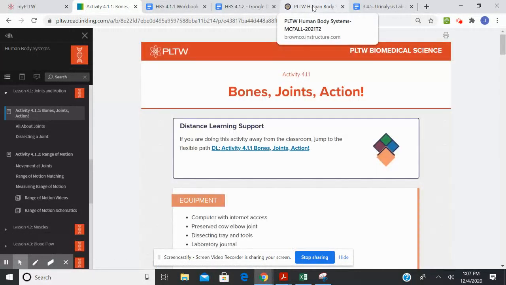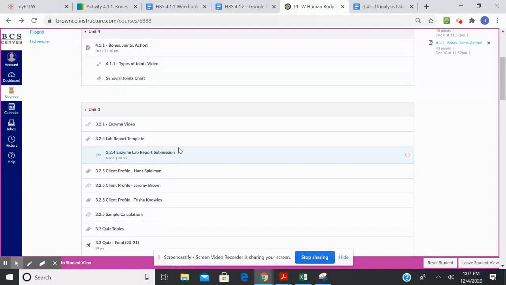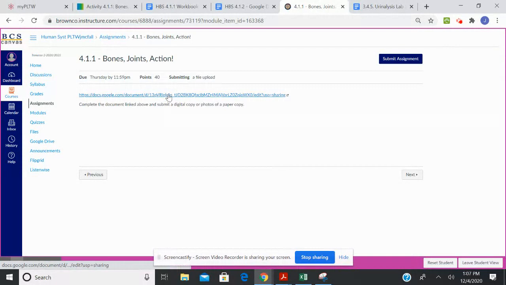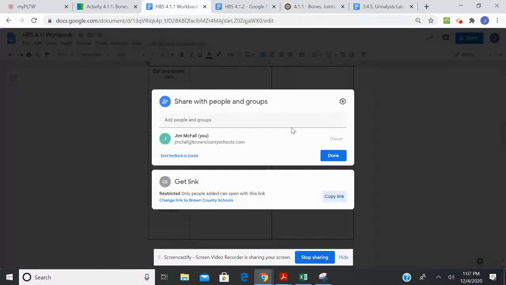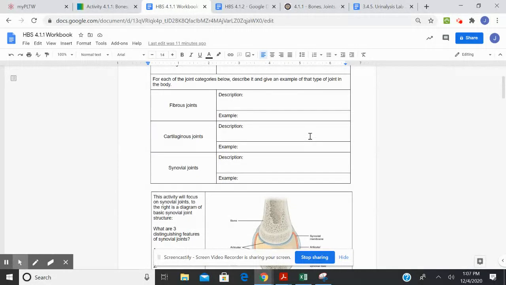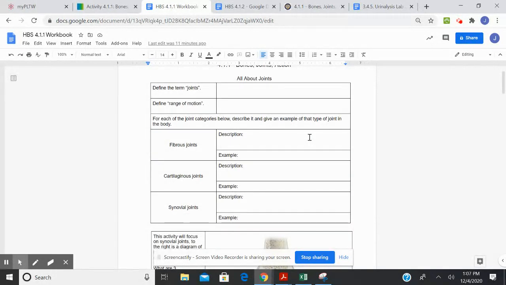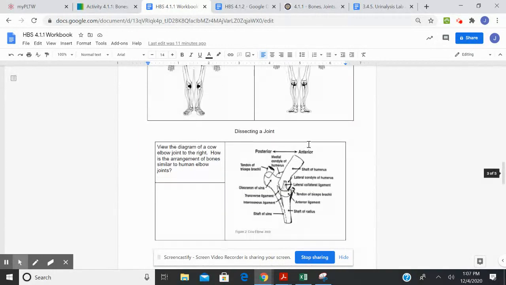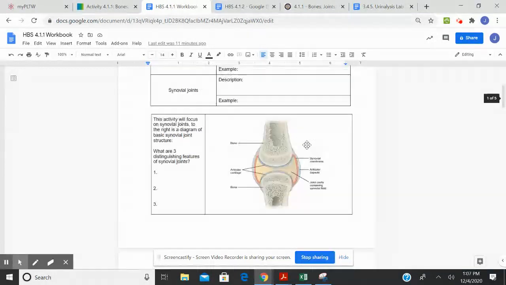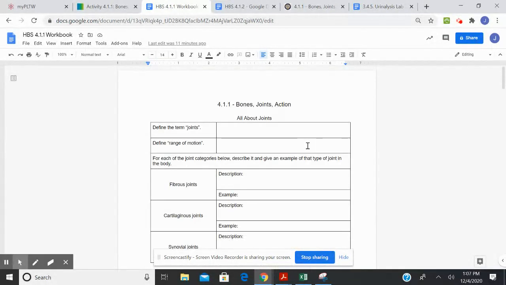And the lesson is bones, joints, action. Activities, bones, joints, action. And so if you click here, you'll see this lesson. All right, bones, joints, action. You'll download or link to this URL, which is the 4.1.1 workbook. It will bring you here. What I would like you to do for Monday, Tuesday is to get the first 2 pages done. These 4 pages are not due until Thursday. So part of this you're going to do Monday, Tuesday, part of it Wednesday, Thursday, and then we're going to go on to another activity, range of motion, Wednesday, Thursday as well.